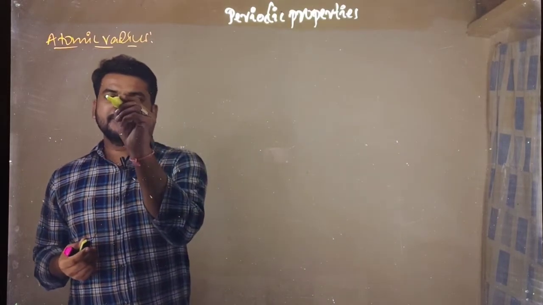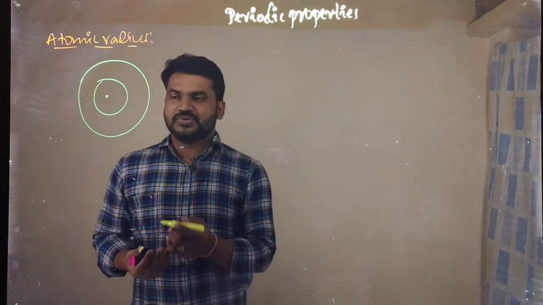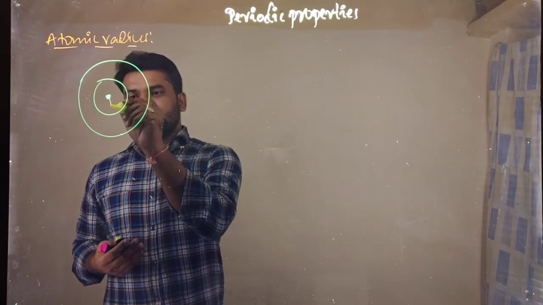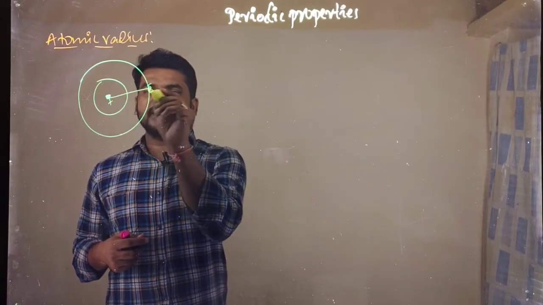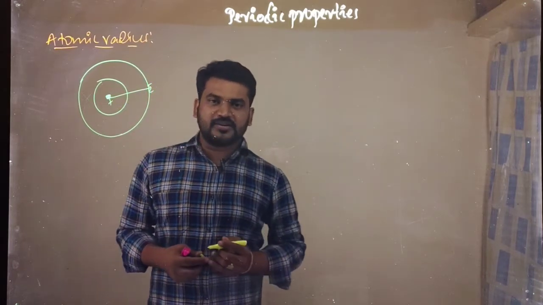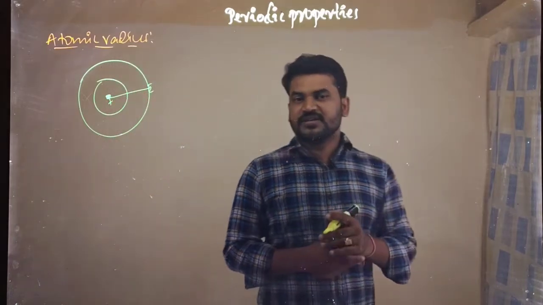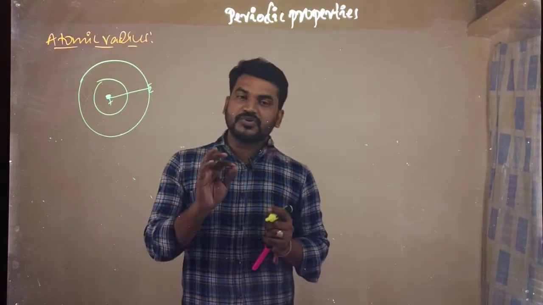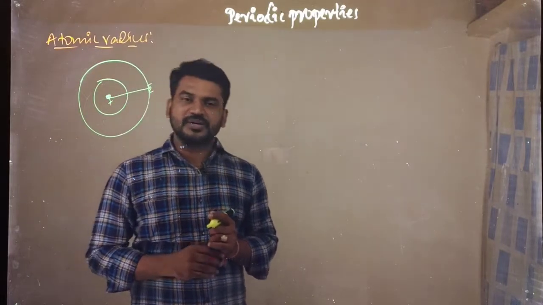If any atom is there, which is having two shells, suppose, we can say the definition like the distance between the nucleus and the valence shell electrons is called the atomic radius. So how can we say that? The distance between the nucleus and the outermost electron is called the atomic radius.